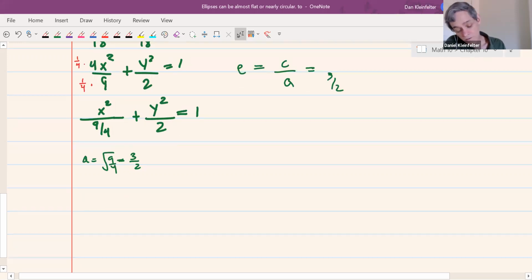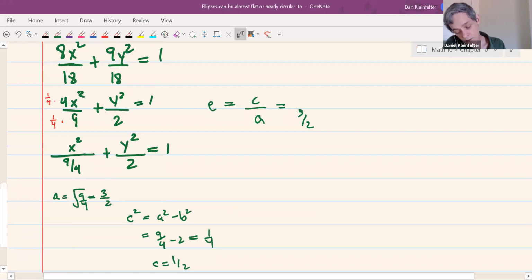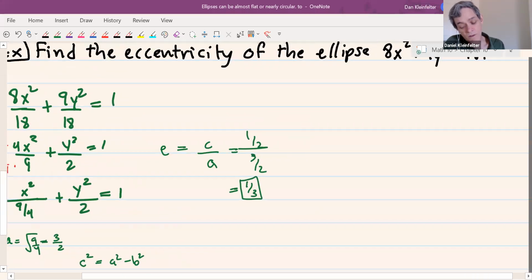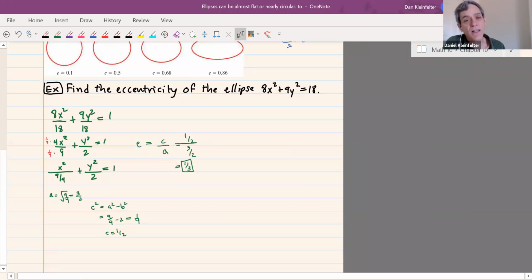And then for C, we know C squared is A squared minus B squared. So that's 9/4 minus 2, and that's 1/4. So then C is 1/2. Okay, 1/2 divided by 3/2 is 1/3. So this ellipse that we were given in the first place has an eccentricity of 1/3.